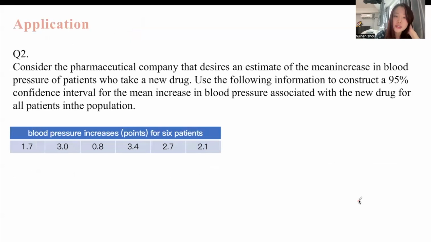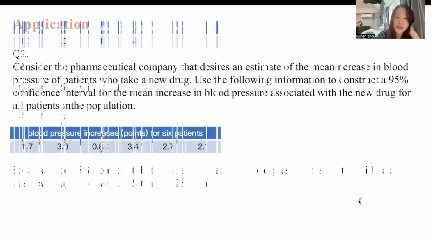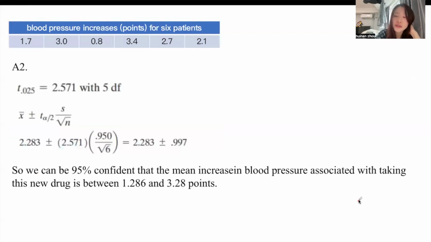So for question 2, it is very similar. But in this question, you can see that in this table, I gave you the sample data. So the first step for you is to calculate the sample mean and sample standard deviation by yourself. As the sample size is only 6, it cannot meet the requirements of a large sample. So it is only a small sample. We need to convert our formula into the small sample formula. So we can see that you need to go to the t-table and find the t-value. Then you can put the data you have calculated into this formula.